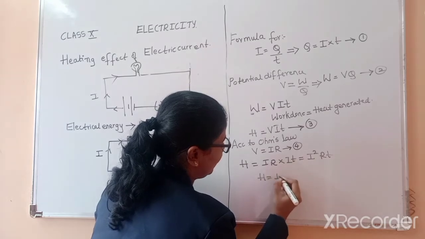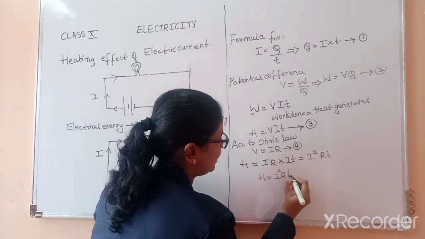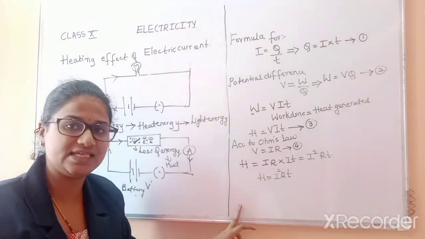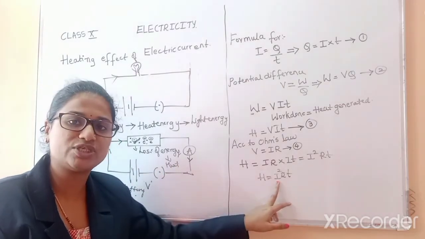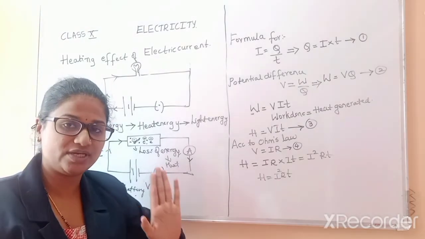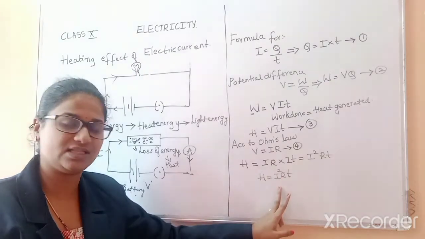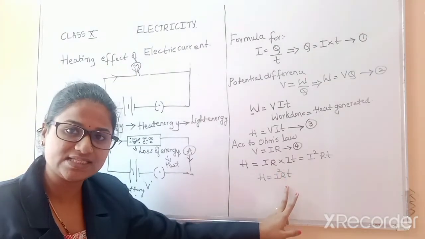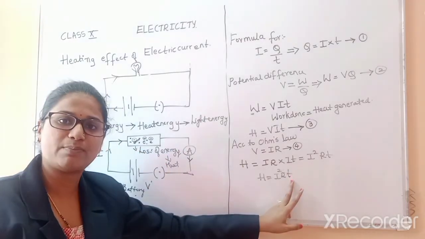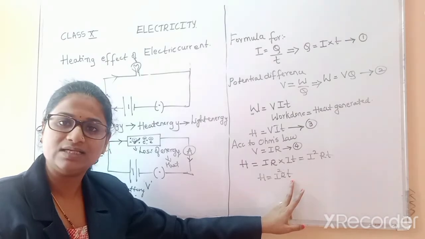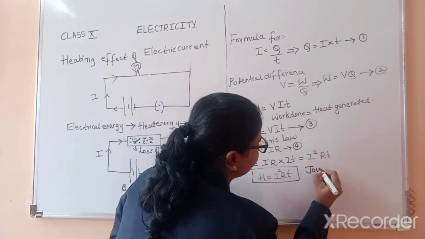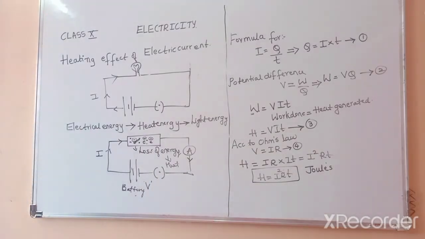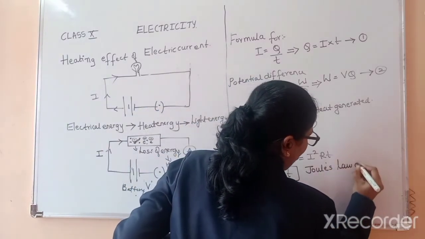In this equation, the heat energy released during the flow of electric current is directly proportional to the square of the current in the circuit, directly proportional to the resistance in the circuit, and directly proportional to the time of the flow of electric current. This is called Joule's law of heating.